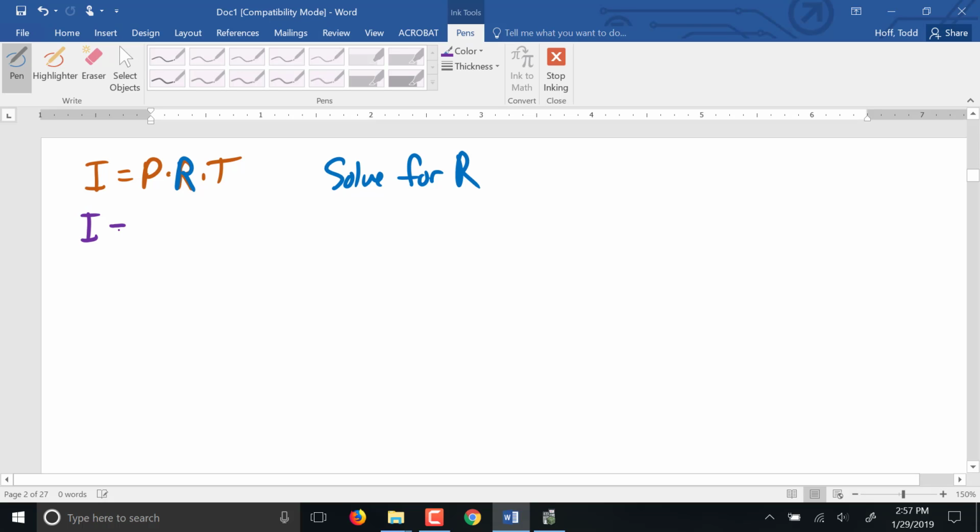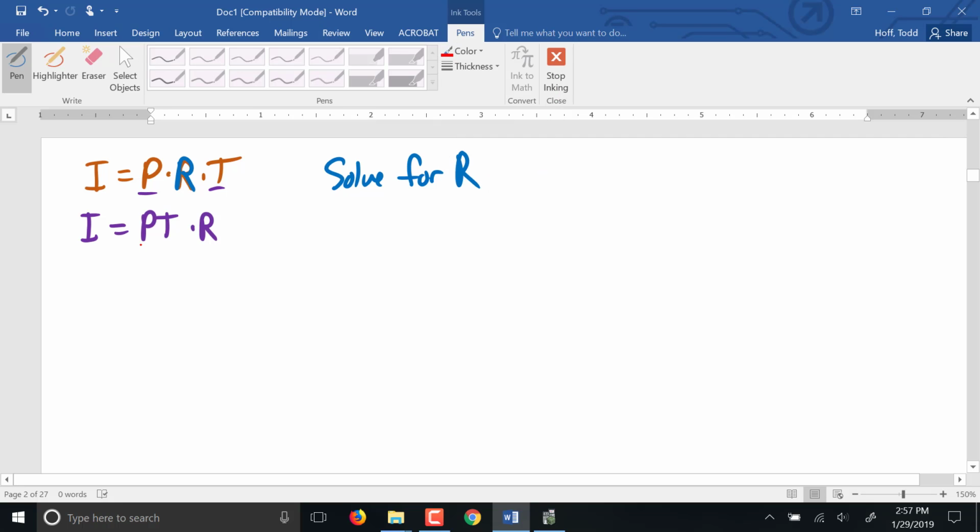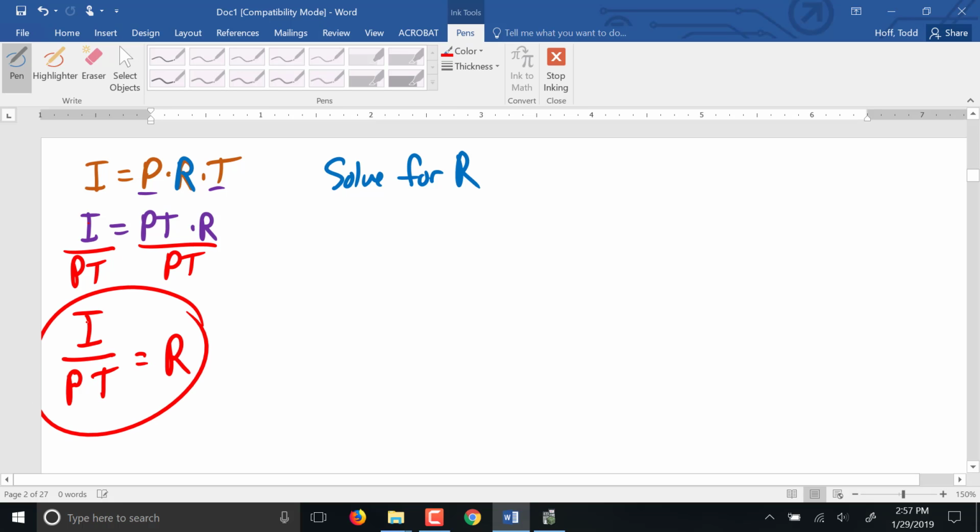So first thing I'm going to do is I'm going to combine the P and the T. P times T is just PT times R. And now I'm going to get R by itself by dividing by the PT. So interest I divided by PT is just I over PT. That equals R. Now likewise, we could have took this dividing by P and then dividing by T, we would have got the same result.